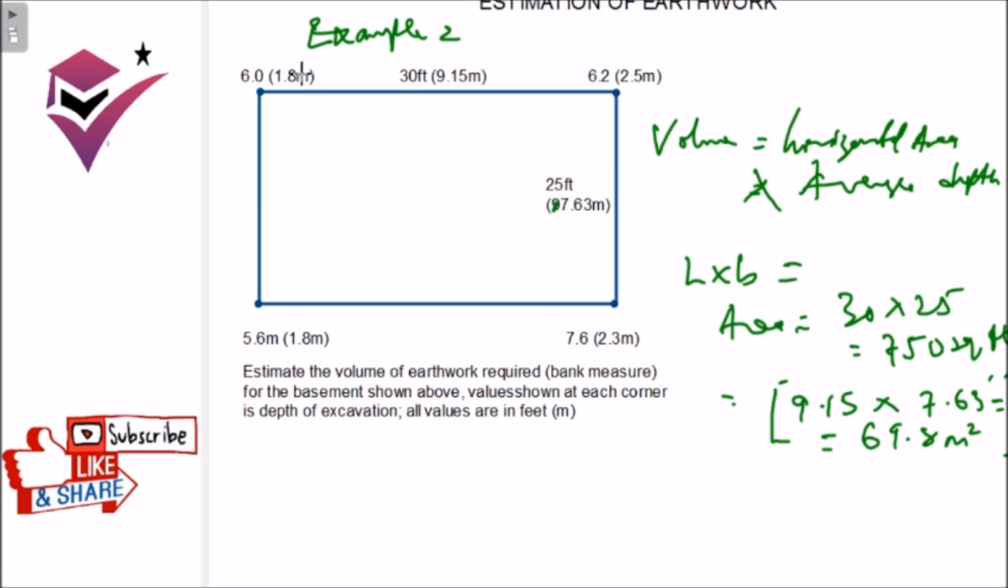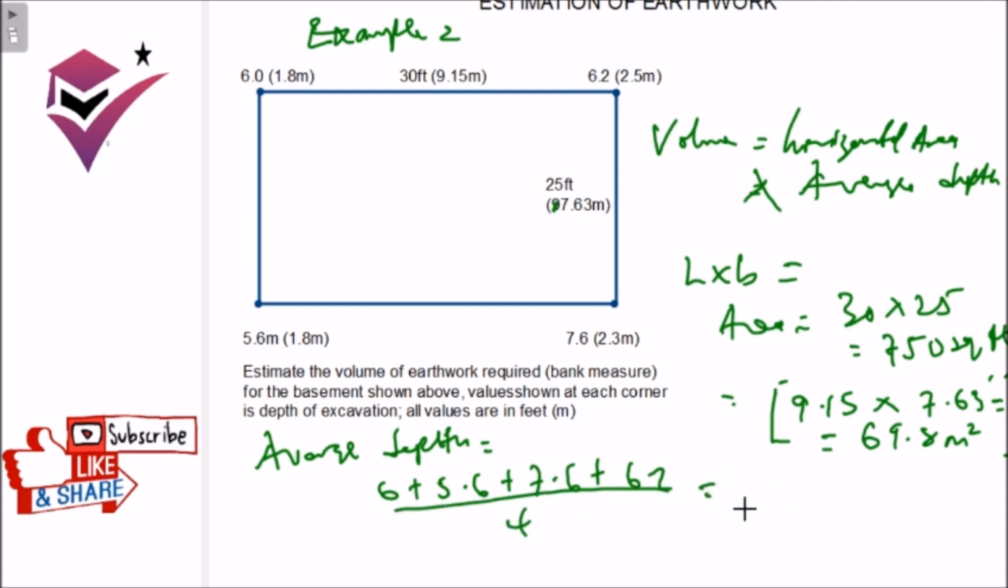To get the average depth, we add these corner points in feet, and we divide by 4 because there are 4 points there. So our average depth will be equal to, we add 6.0 plus 5.6 plus 7.6 plus 6.2. This we divide by 4. When we divide this by 4, it will give us a total of 6.9 in feet. We also do that in meters.